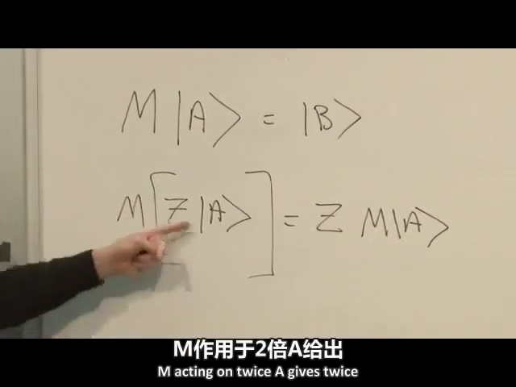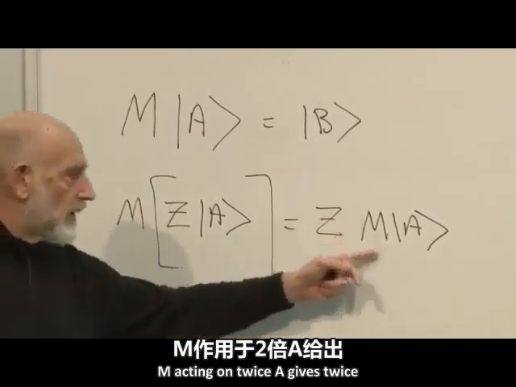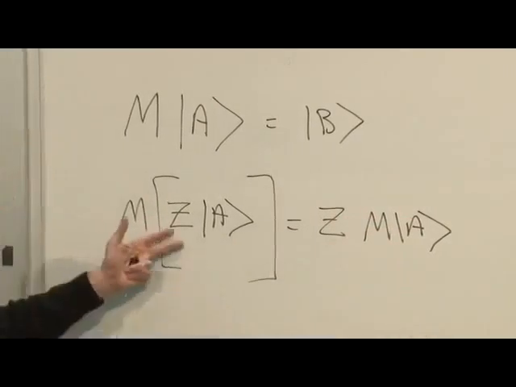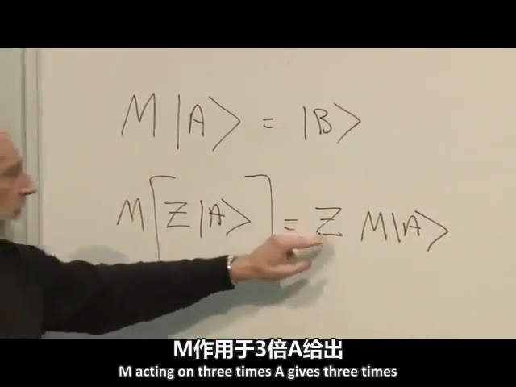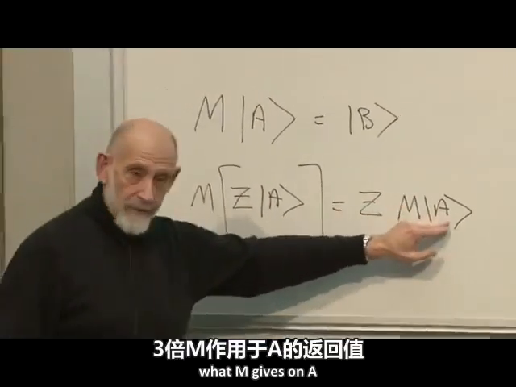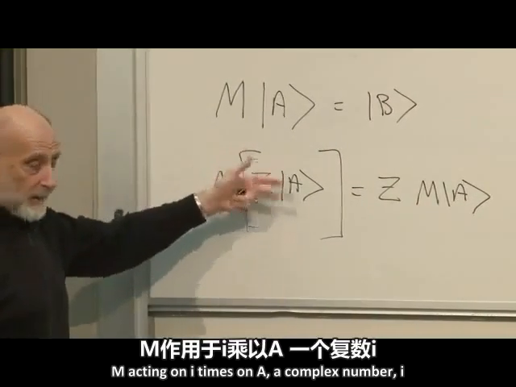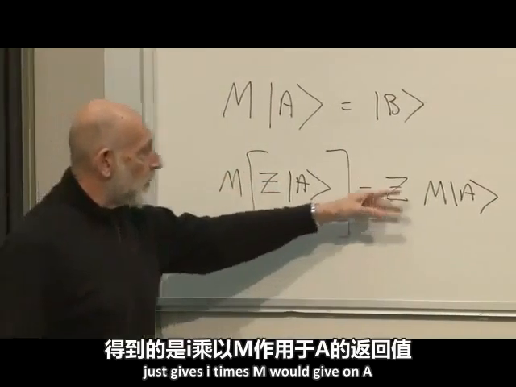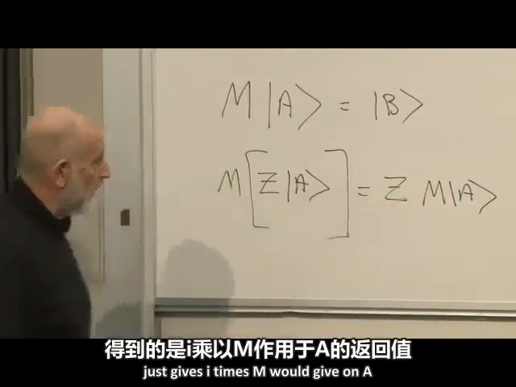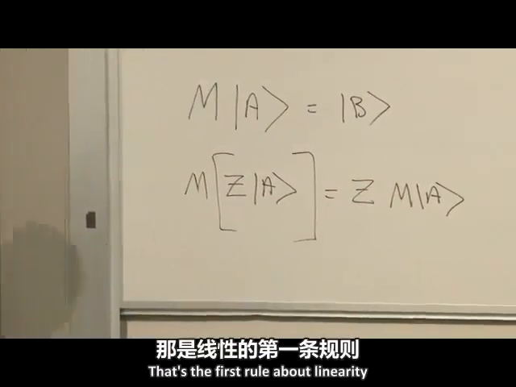M acting on twice a gives twice what M would have given on a. M acting on 3 times a gives 3 times what M gives on a. M acting on i times a, the complex number i, just gives i times whatever M would give on a. That's the first rule about linearity.